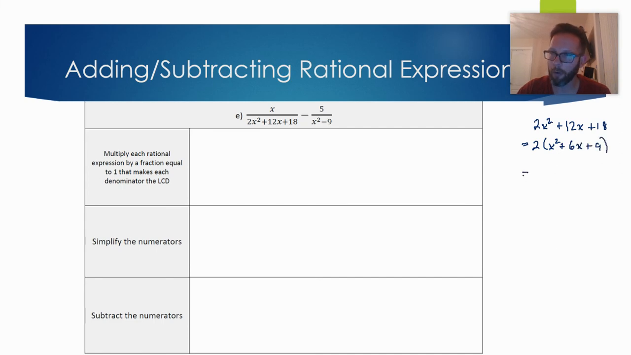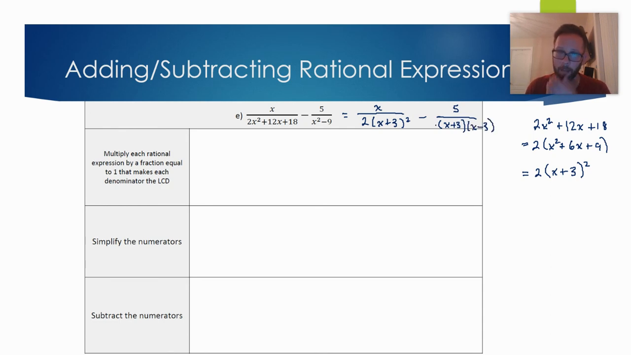Then I can see that that's a perfect square trinomial, 2 times x plus 3 squared. So I've done that work to the side, and now I can just write the final form here. So x over 2 times x plus 3 squared minus 5. X squared minus 9 is the difference of squares. X plus 3, x minus 3.